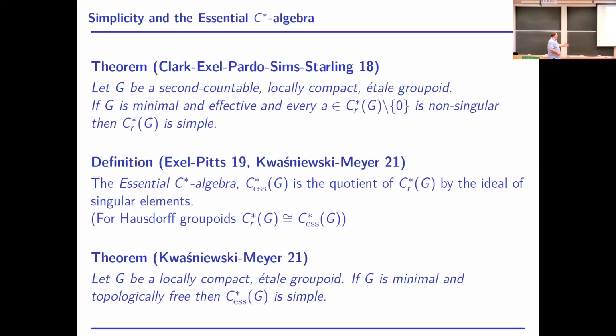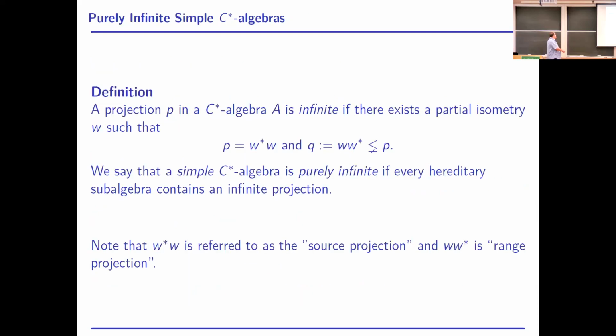So now that we've got ways to make our C-star algebra simple, we want to look at how we make these things purely infinite. Just a reminder, a projection P in a C-star algebra A is infinite if there exists a partial isometry W such that P is equal to W star W, the source projection, and Q, defined as W W star, is strictly less than P.